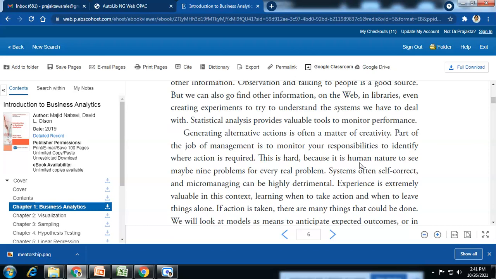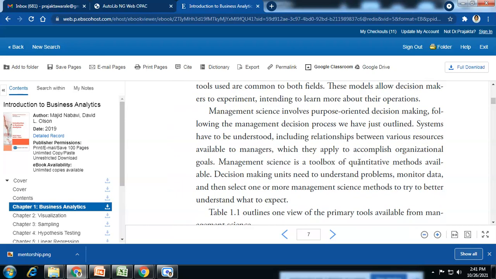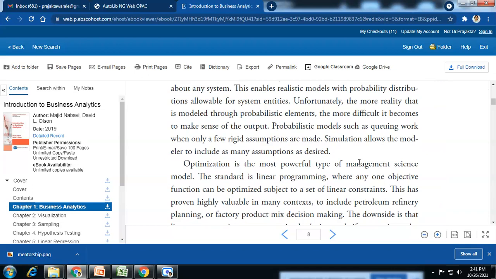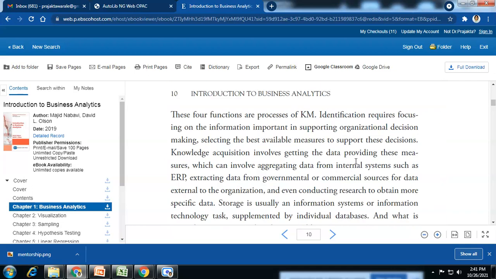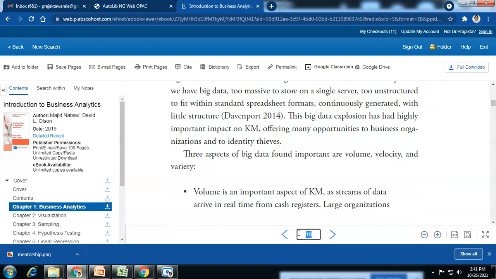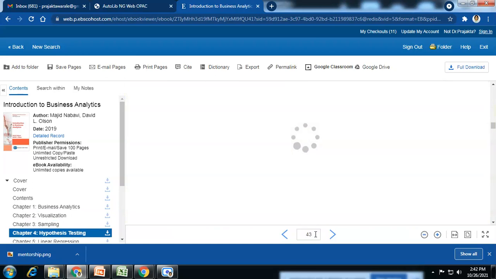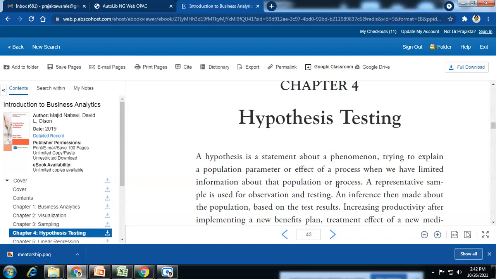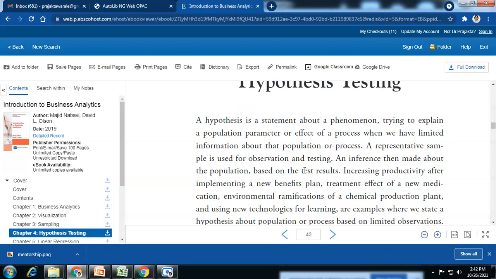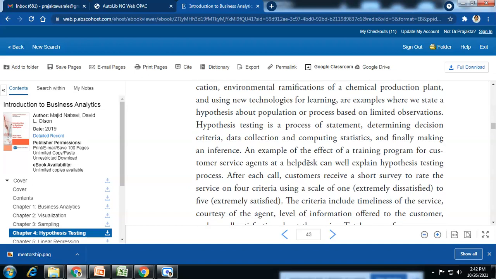They have defined these concepts in analytics in very easy language. Okay, so we'll go to page number 43. For chapter 4, hypothesis testing, they have defined what a hypothesis is. It is a statement about a phenomenon, trying to explain the population parameter.